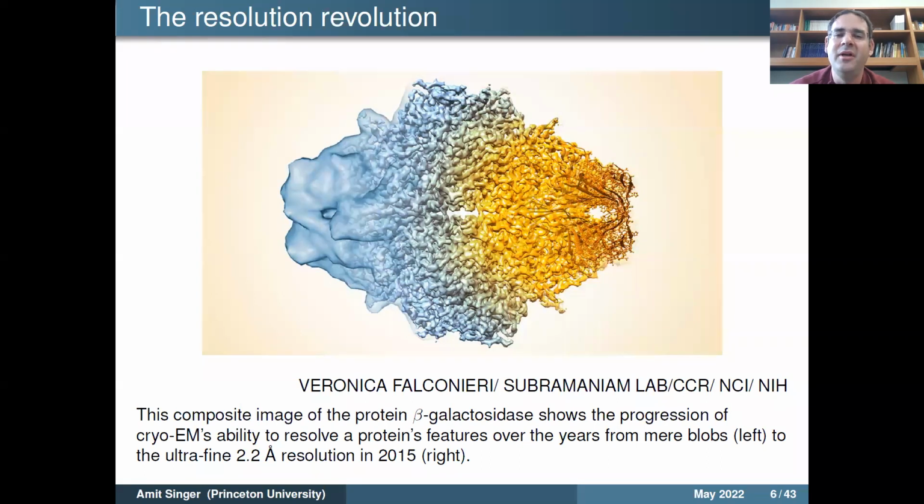This advancement is mostly due to new detectors that can now take, instead of single images, actually videos, and we can do motion correction, which I don't want to get into in this talk today. The other aspect is new image processing and data analysis algorithms. Due to those advances, both in hardware and algorithms, we can now get much better resolution. People in the field refer to this as the resolution revolution.